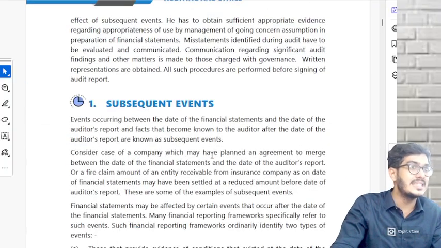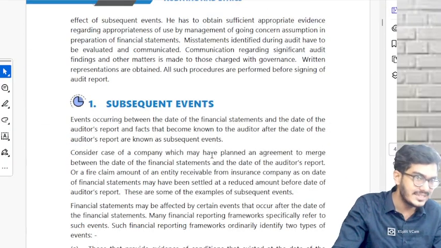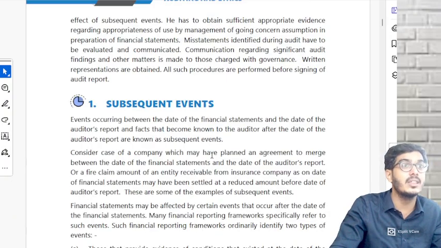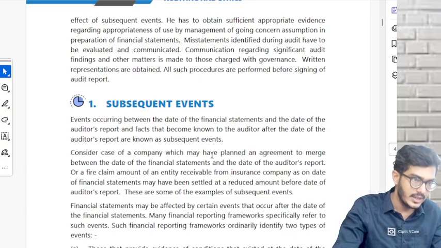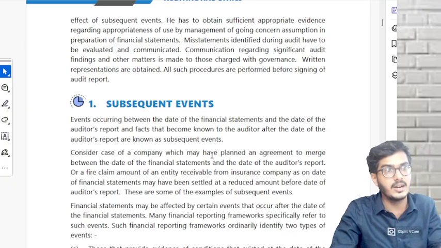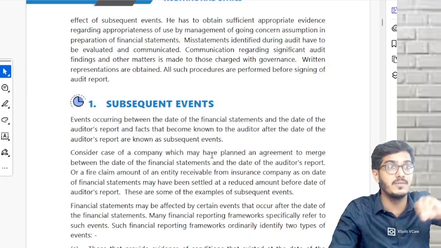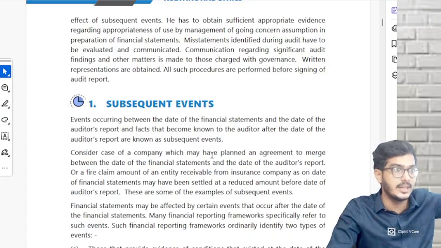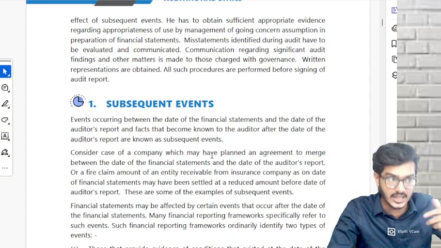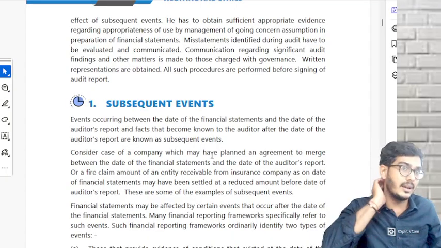It is your SA 560, events occurring after the balance sheet period. You would have learned something called adjusting event and non-adjusting event. If the event has occurred after the balance sheet period, but the conditions were present on the date of the balance sheet, then it is considered to be an adjusting event.